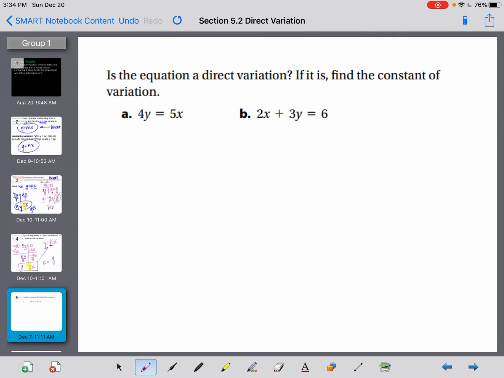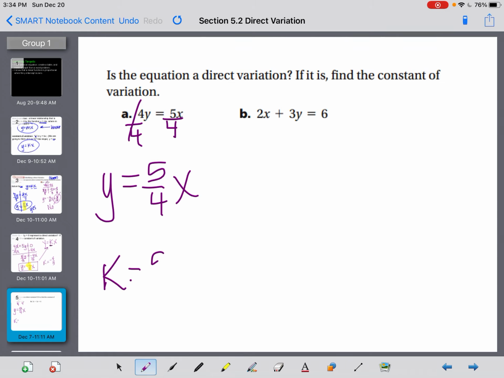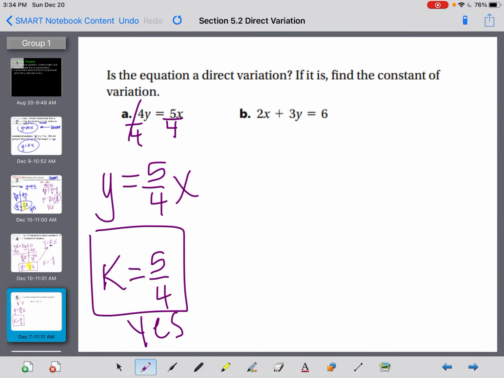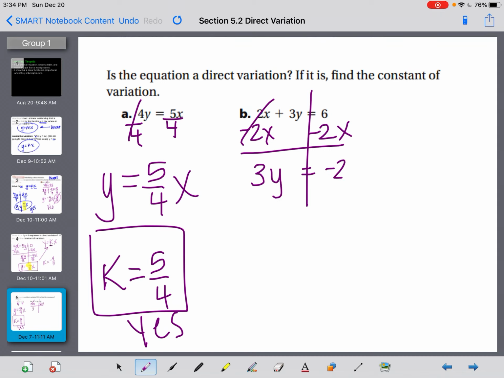All right. Are these direct variations, and what are their constants of variation? Okay, if you pause this one, give it a shot or try it in your notes. You will find out that just by dividing by 4 on both sides, this one is y equals 5/4 x, and our constant of variation is 5/4. Over here, this one is a no. 3y is equal to negative 2x plus 6, divided by 3.